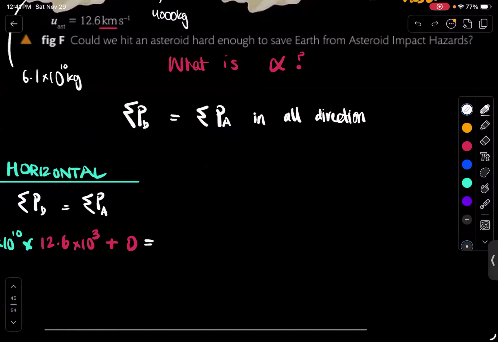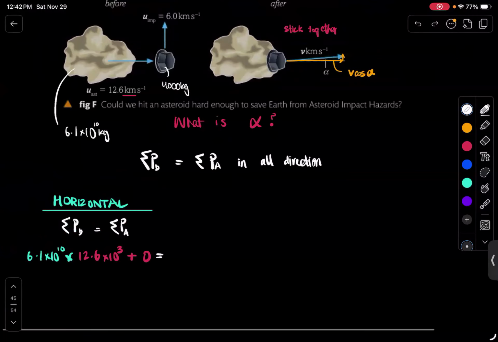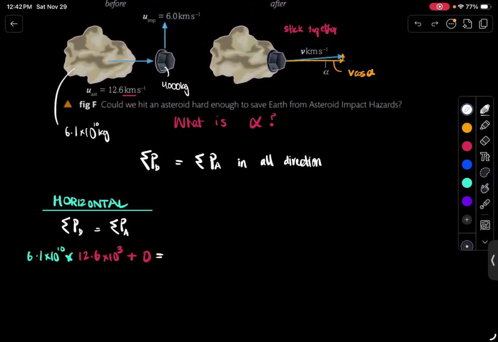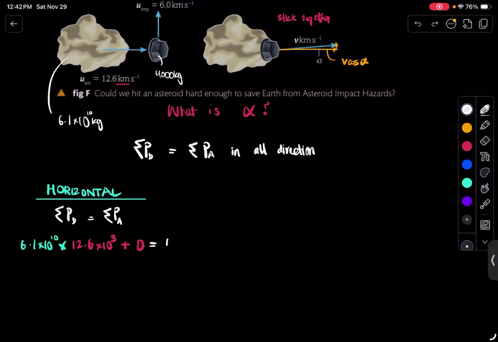What is the total horizontal momentum after collision? That's just going to be the sum of the masses, 6.1 times 10 to the power 10 plus 4,000, multiplied by the horizontal velocity. What is the horizontal velocity? That's V cos alpha, or you can also write it as V horizontal. V cos theta or V horizontal is the same thing.